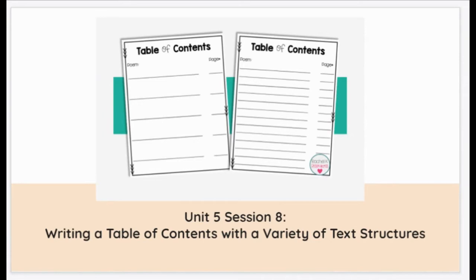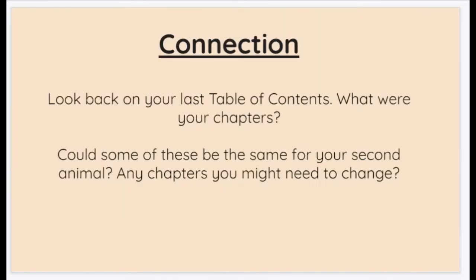Now we're going to start our writing process all over again, but we're going to do it even better because you're experts now. You have a whole bend of writing animal books under your belt. So today is session 8, writing a table of contents with a variety of text structures.